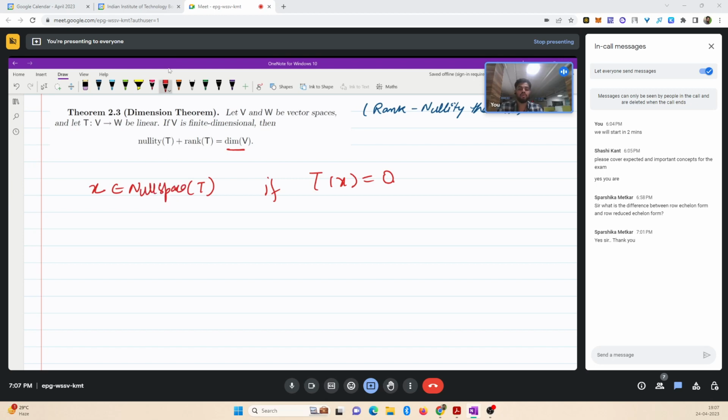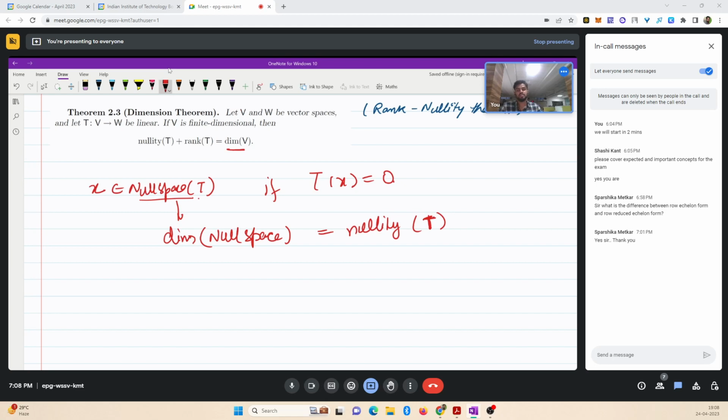So all those elements which are getting mapped to 0 by this function belong to the null space of that T. And this space that you will get will form a vector space in itself. This will form a subspace. Then if you look at the dimension of this null space, that is called the nullity of your T.